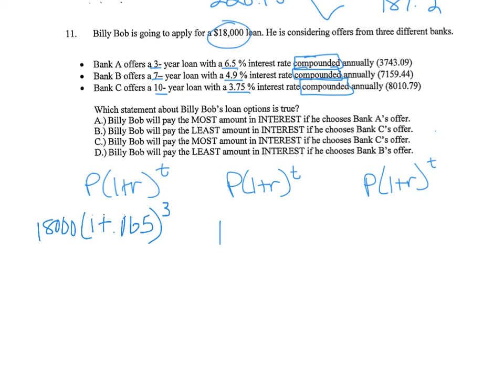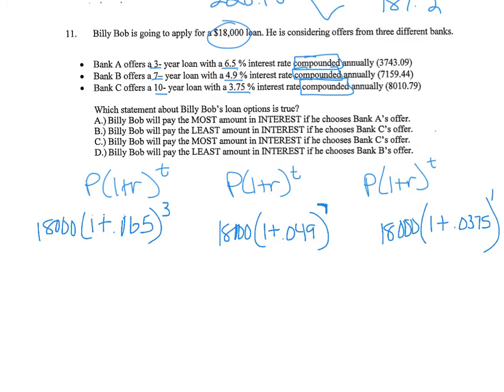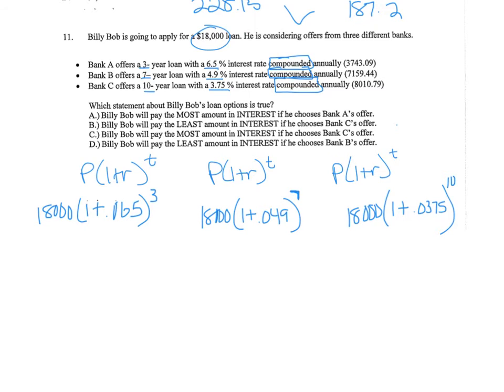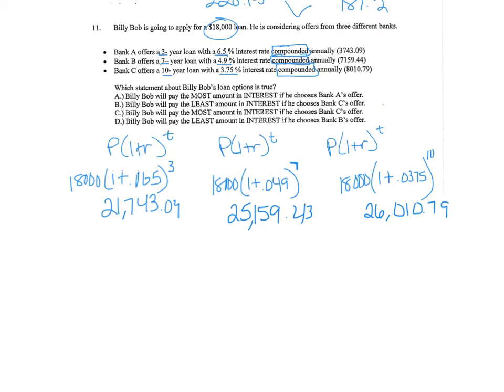And then I'm going to do this one, 18,000, 1 plus the rate, which would be 0.049, and the time on that one for bank B was 7. And then the last one, my principal amount, 1 plus 0.0375, and that was a 10-year loan on bank C. Okay, I'm going to plug these all in the calculator and get my totals. Okay, so these are my totals for each. So this is bank A, B, and C.